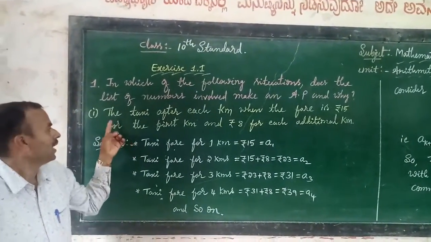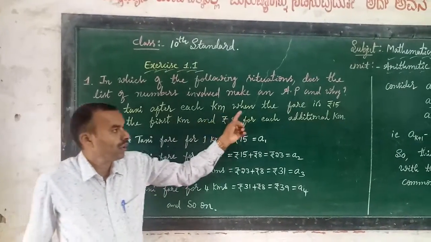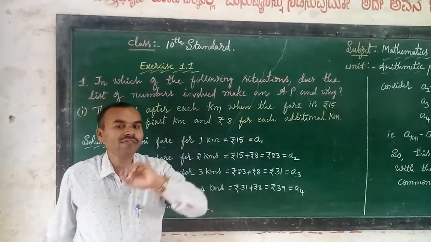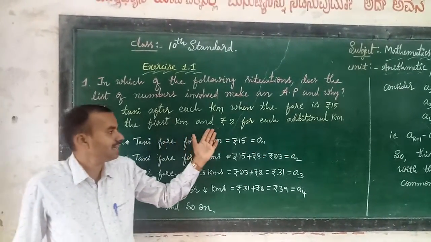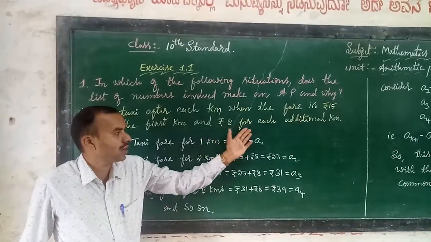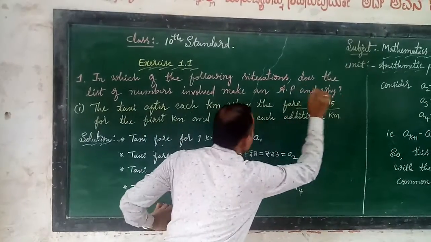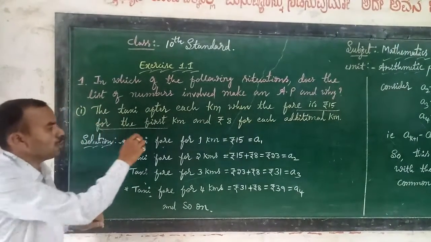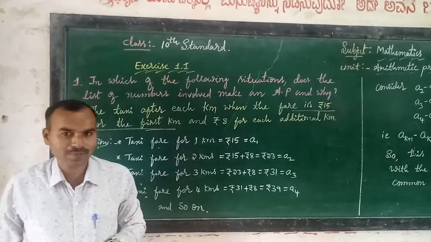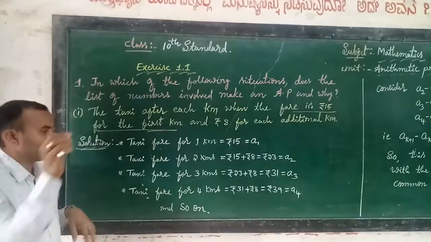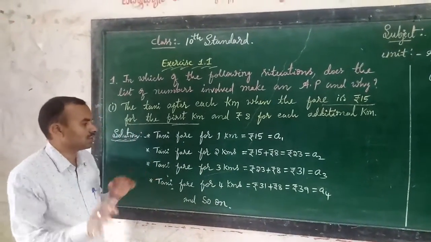First problem: the taxi fare after each kilometer, when the fare is ₹15 for the first kilometer and ₹8 for each additional kilometer. Each and every problem has its own solution. Here also a solution.